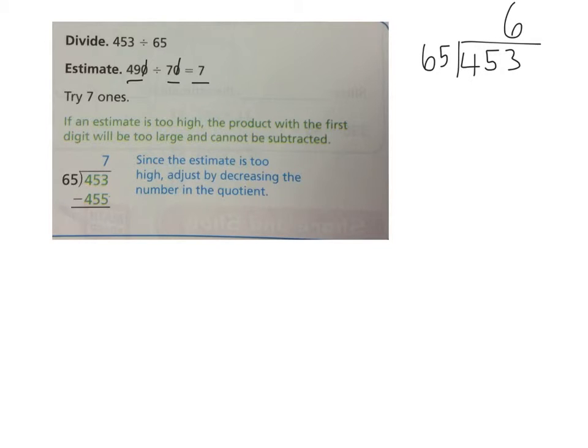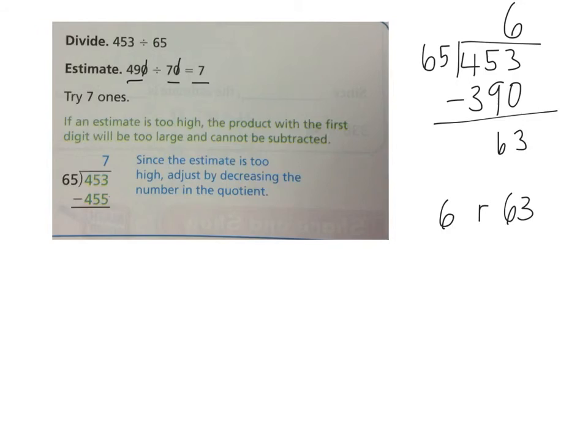So now let's multiply. What's 6 times 65, Tanvi? 390. We subtract. 453 minus 390 is what, Stuart? 63. Is our remainder smaller than our divisor? Yes. So now we know the answer is 6 remainder 63.